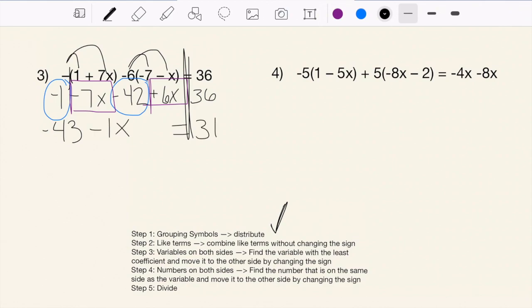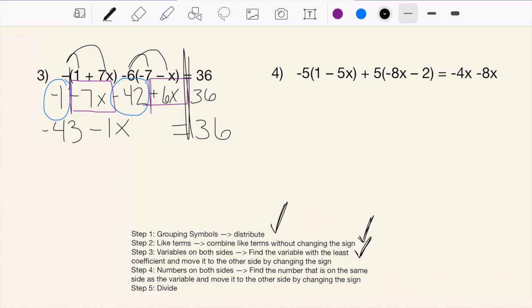And then we still have that 36 on this side. So that is number 2. Variables on both sides? No, we just have that x on this side. So that is number 3. Step 4 is our numbers on both sides. So we want all the numbers on one side.